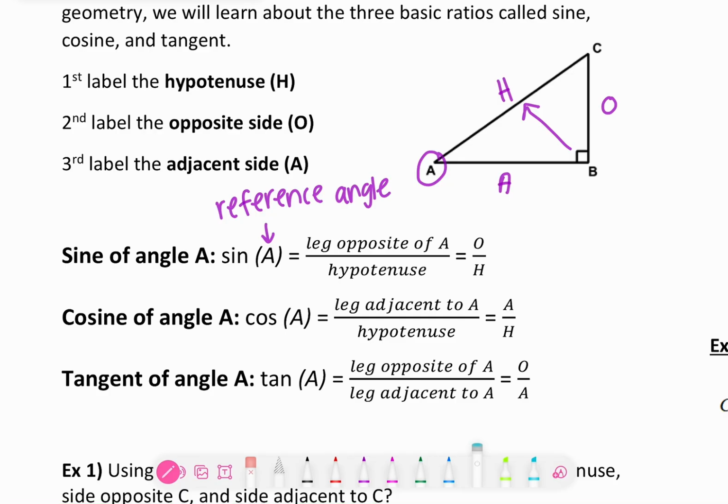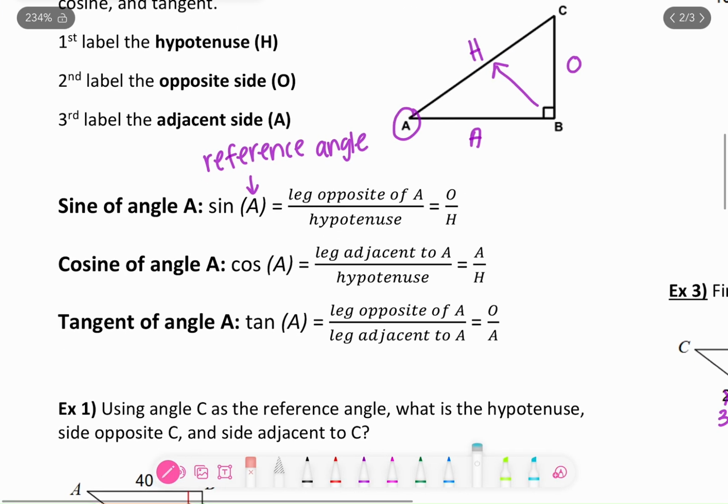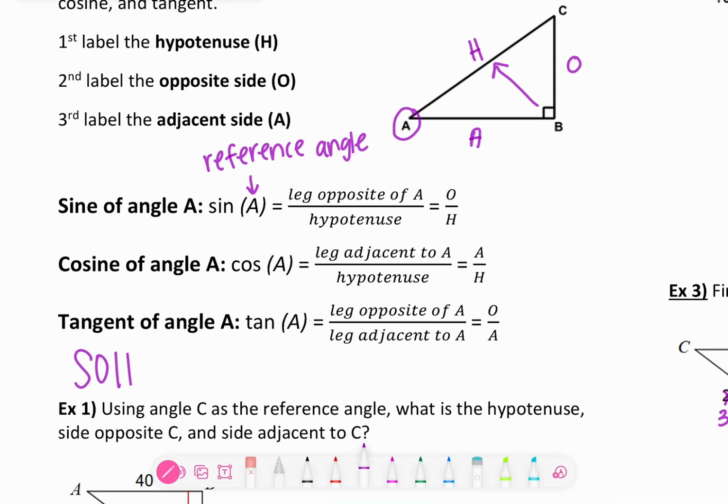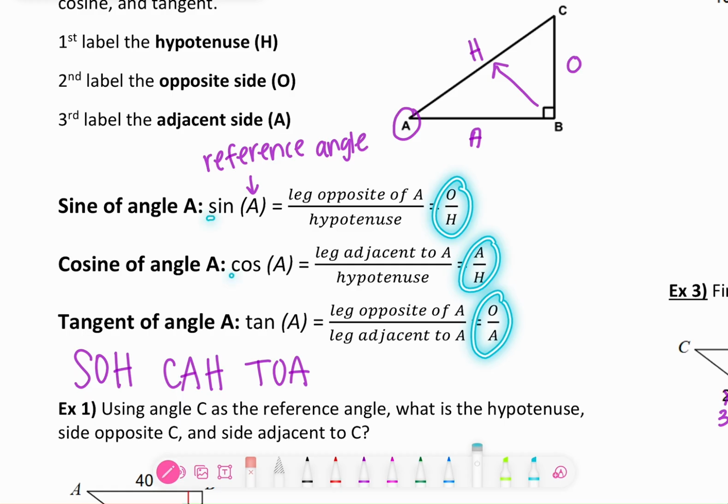And then the tangent, shortened to TAN, the tangent of angle A is equal to the leg opposite of A over the leg adjacent to A, which is O over A. So there is this little shorthand acronym that some people like, SOHCAHTOA, and that is to help you remember what each ratio is defined as. So the sine is opposite over hypotenuse. That's the SO part. Cosine is adjacent over hypotenuse. And TOA, tangent is opposite over adjacent. So just to memorize these, with the first letter of each ratio, that's what SOHCAHTOA gives us, okay?